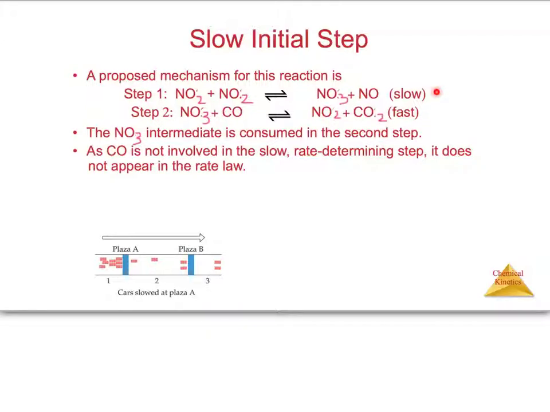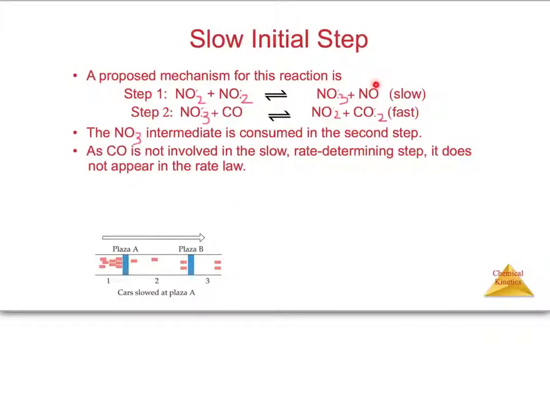So in step 1, we'll have 2 molecules of the nitrogen dioxide combining to form nitrogen trioxide and nitrogen monoxide, okay? Now if I look back at what my actual reaction was, my actual reaction says nothing about these guys right here, okay? But again, these are proposed steps that happen in order to get us from point A to point B, in order to get our reactants to give us our products, okay?